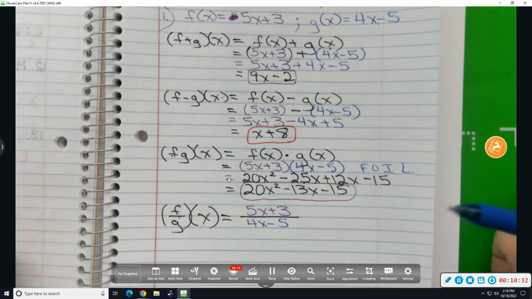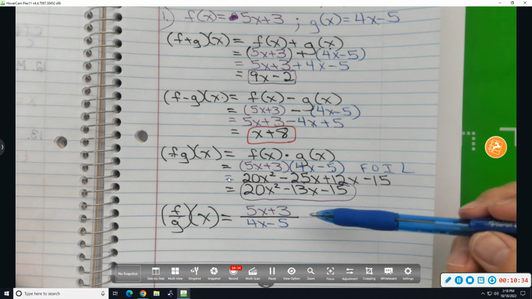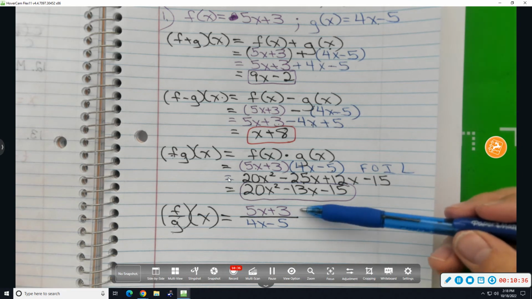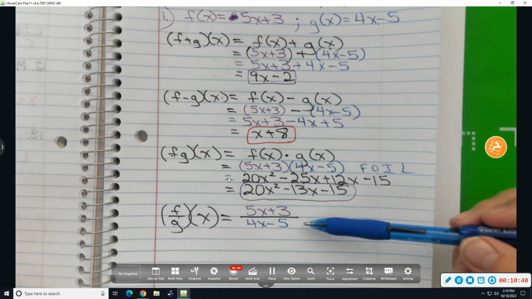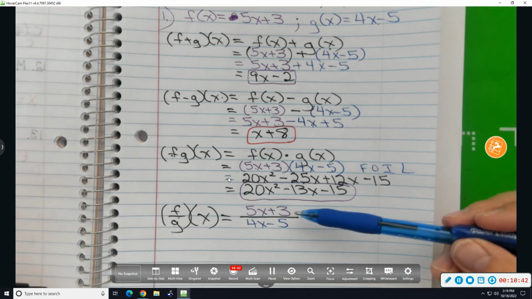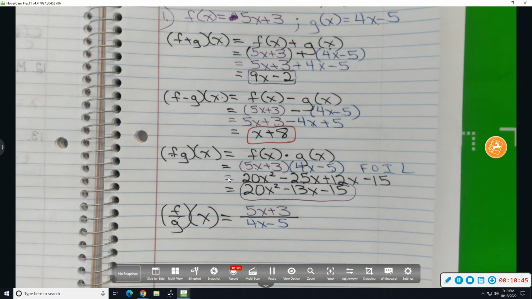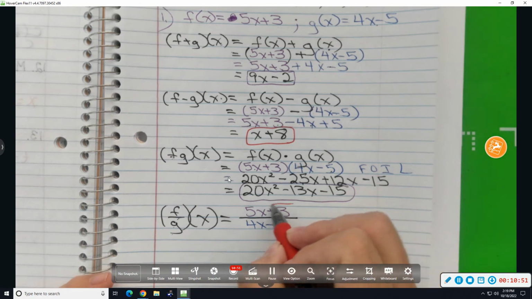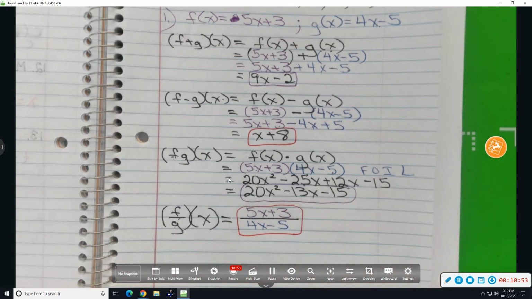So we'd look here and we'd ask ourselves, can it be factored? No, both the things are linear. There's no common factor. There's nothing we can do here. We're just stuck with 5x plus 3 over 4x minus 5. There's no way we can factor and cancel. There's the quotient.